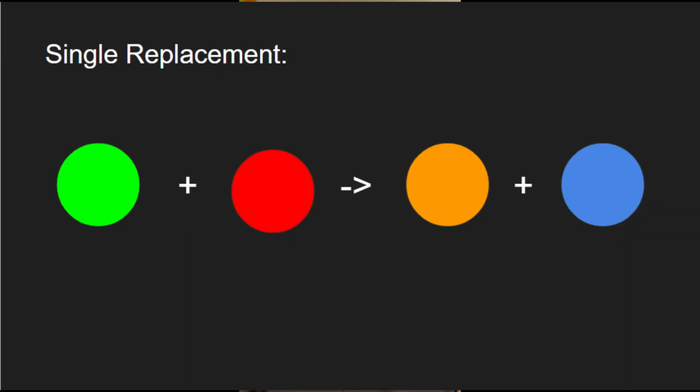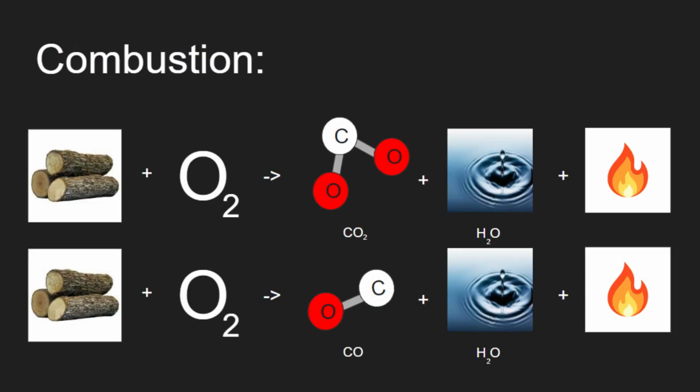The next kind of reaction is single replacement, in which a compound has one of its pieces substituted for another kind of element or compound. It's like a simplified double replacement reaction. The last kind of reaction is combustion.